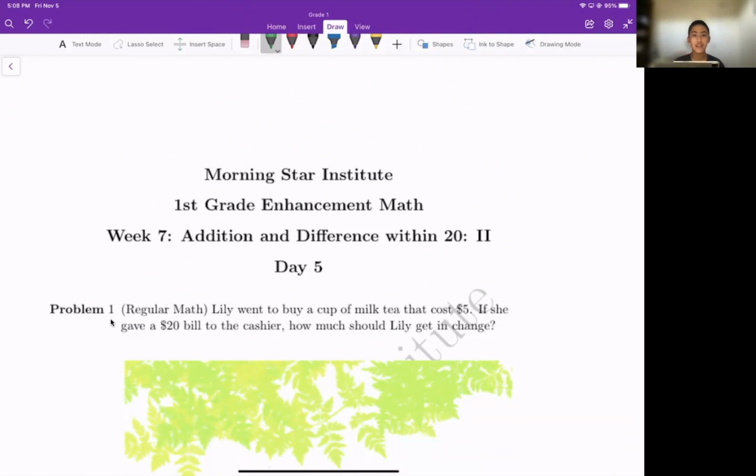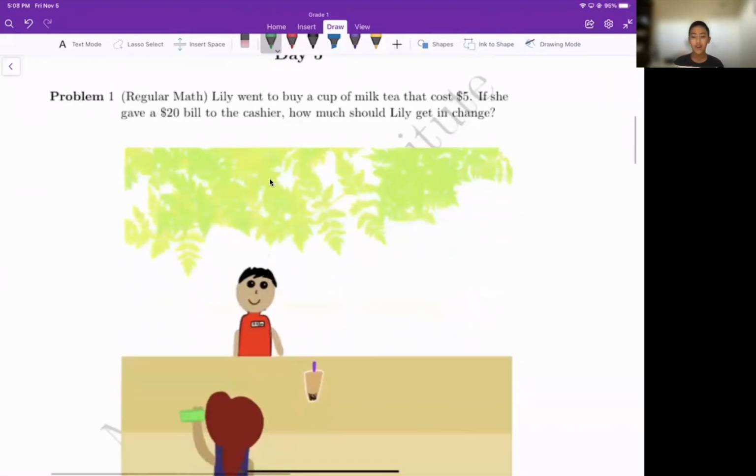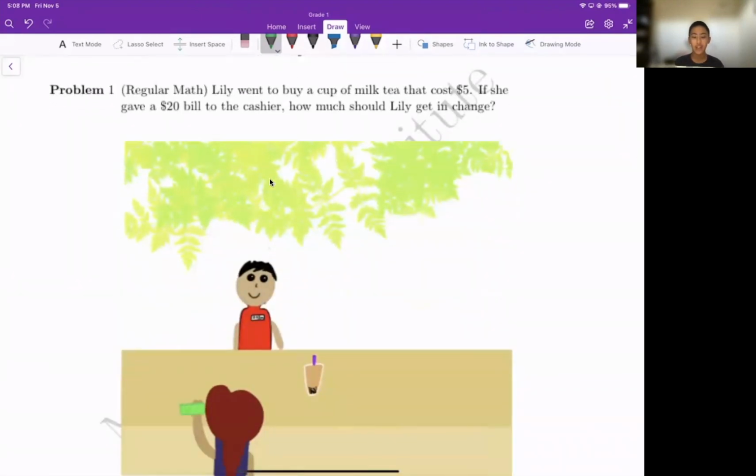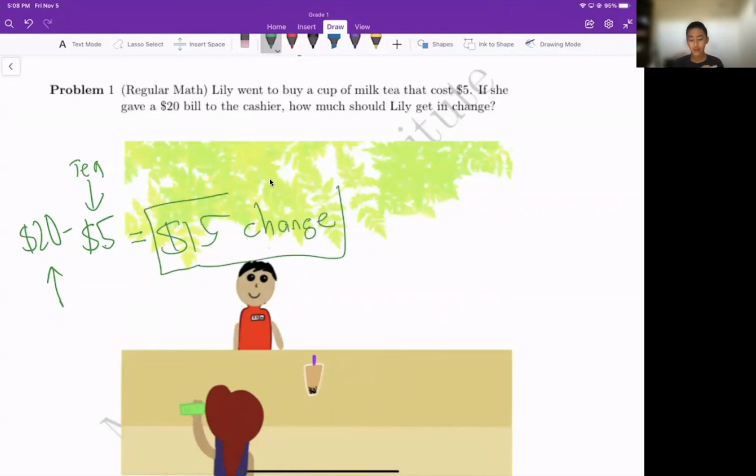Hi, everyone. So this is week 7, day 5. For problem 1, it says Lily went to buy a cup of milk tea that cost $5. If she gave a $20 bill to the cashier, how much should Lily get in change? So a cup of milk tea costs $5, but she gave him $20. So $20 given minus the $5 that she owes the cashier equals $15 change. So Lily should get $15 in change.